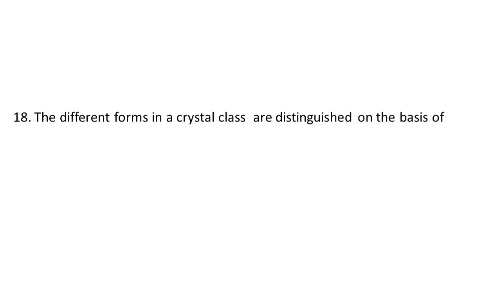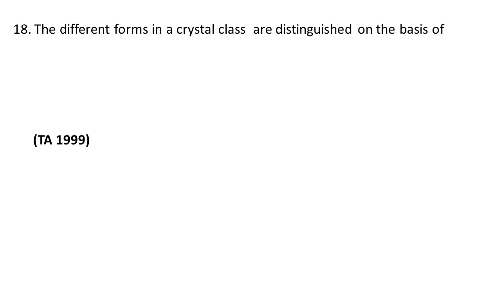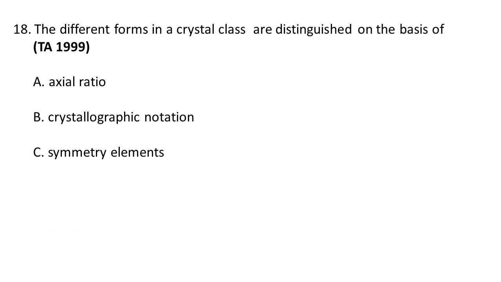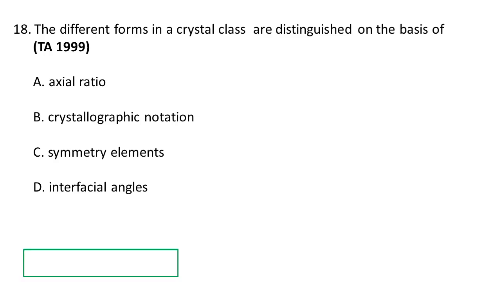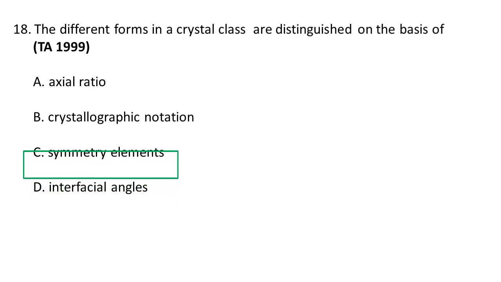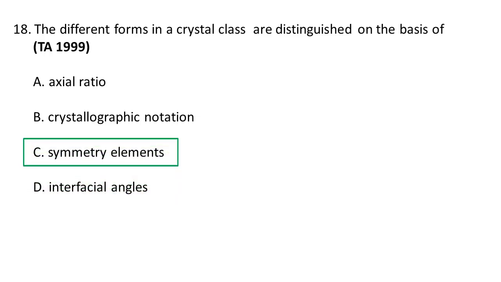Next question. The different forms in a crystal class are distinguished on the basis of A. Axial ratio, B. Crystallographic notation, C. Symmetry elements, D. Interfacial angles. The different forms in a crystal class are distinguished on the basis of symmetry elements. C is the correct option.